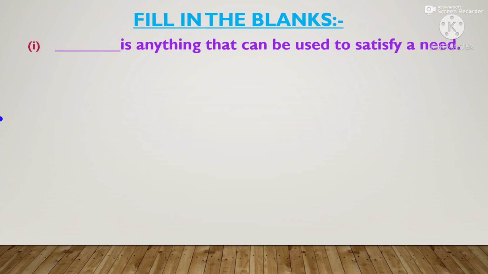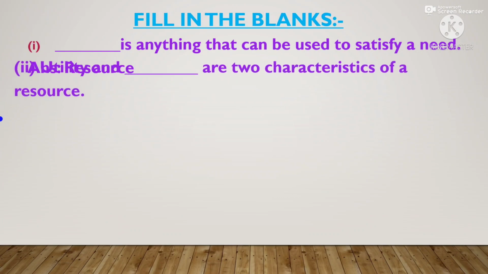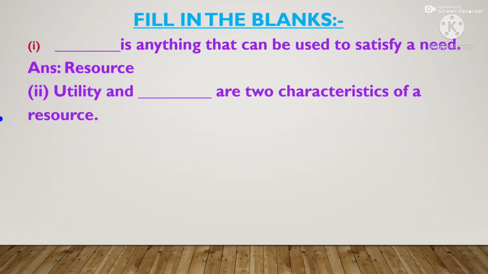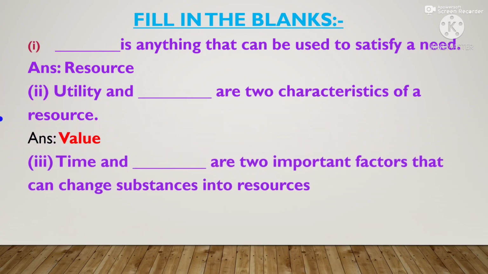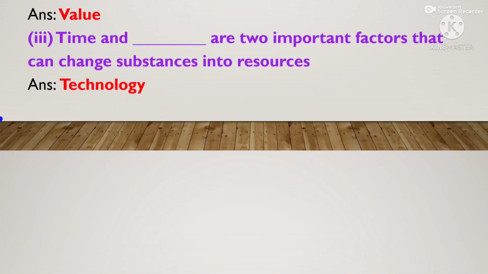Question number one: a dash is anything that can be used to satisfy a need. Yes, students, resource. A resource is anything that can be used to satisfy a need. Next question: utility and dash are two characteristics of a resource. Yes, utility and value. Next is: time and dash are two important factors that can change substances into resources. The correct answer is time and technology.